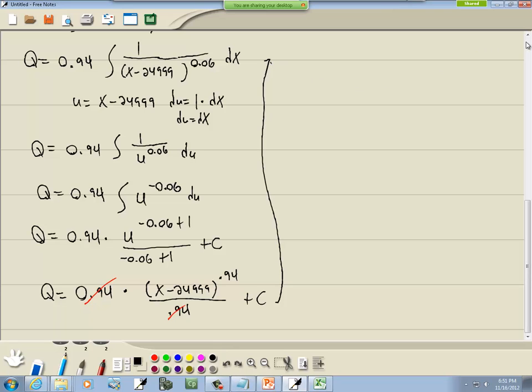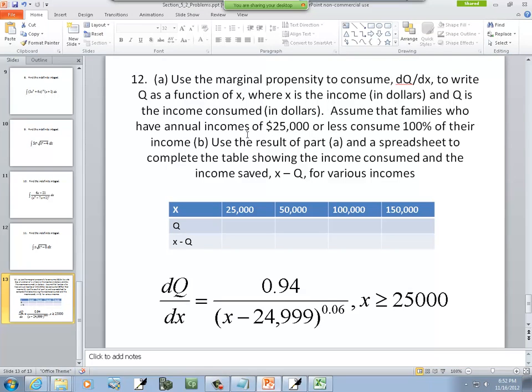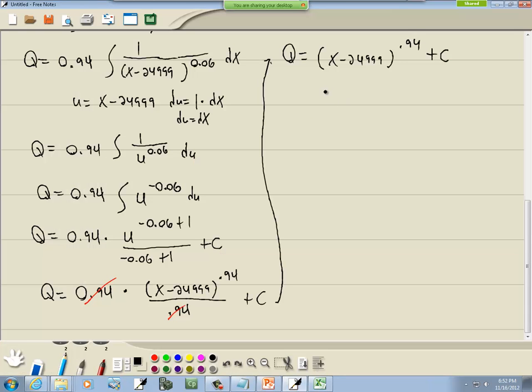Okay, so q is equal to (x minus 24,999) to the 0.94 power plus C. Well, we need to find out what the C is. The problem reads, assume that families who have annual incomes of 25,000, the income is x. So they're telling us x is 25,000. So I'll plug that in: 25,000 minus 24,999, to the 0.94 power, plus C.